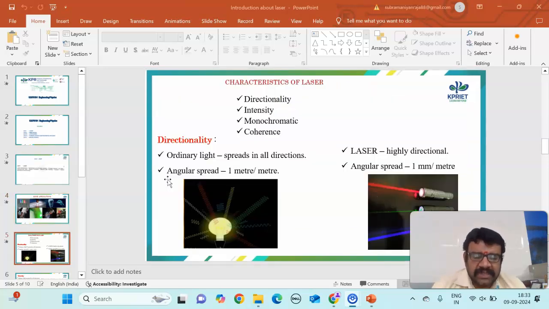So these are the basic characteristics of laser. When compared with ordinary light, the key characteristics of laser are directionality, intensity, and the monochromatic and coherent properties. Directionality plays a major role, so we compare it in ordinary light and laser light. Ordinary light spreads in all directions, whereas laser is highly directional. The angular spread of ordinary light is 1 meter per meter, whereas that of laser light is 1 millimeter per meter. So the directionality is very high in laser when compared to ordinary light.